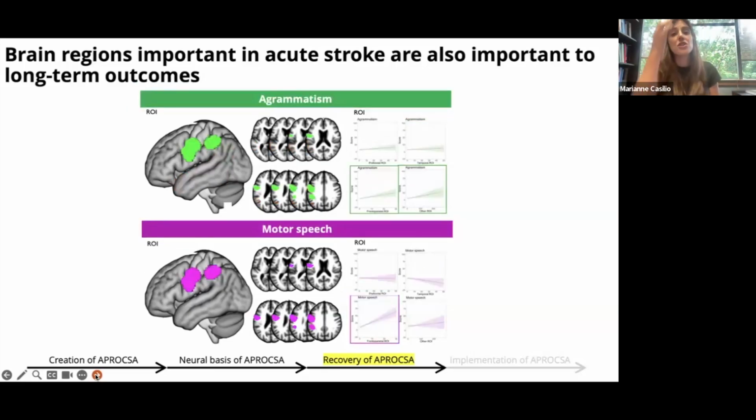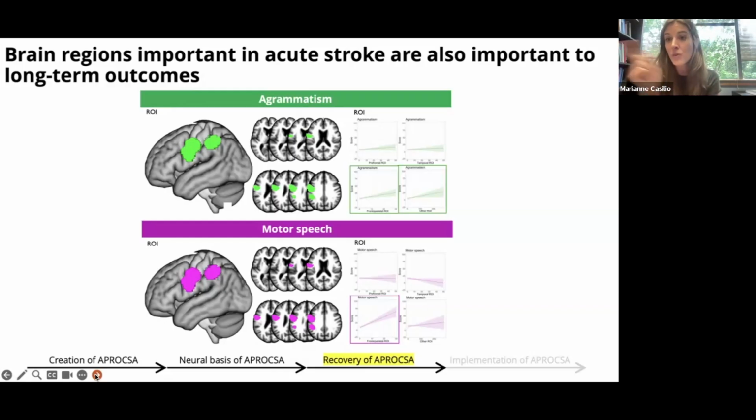And then in terms of the agrammatism and motor speech, I'll talk about motor speech first because agrammatism is the outlier. Motor speech was uniquely associated with that frontoparietal ROI, and agrammatism was as well. However, it was also associated with that other ROI, that kind of non-language ROI.